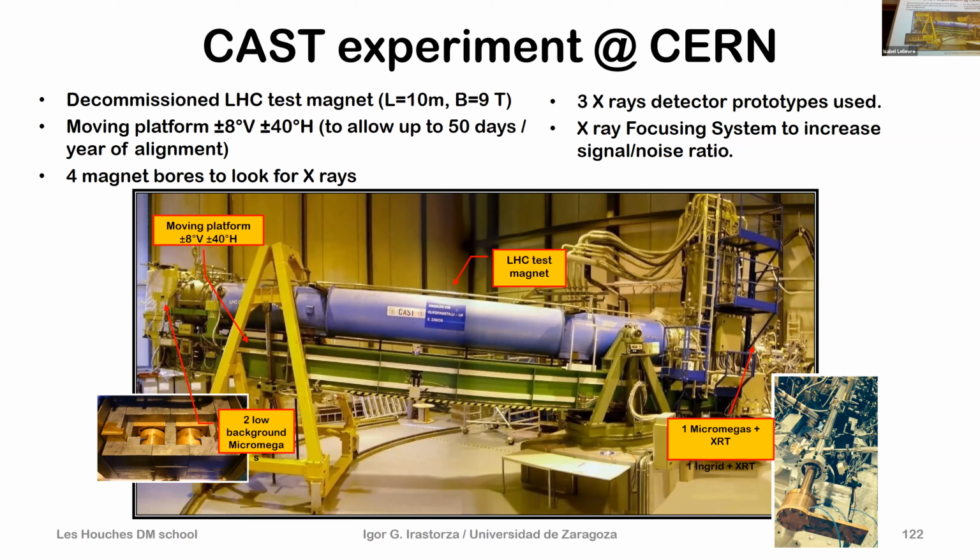It follows the sun for only 3 hours per day, because we cannot tilt it more than plus or minus 8 degrees. And at the two ends of the magnet, during its lifetime, many detectors have been installed and developed to produce limits.